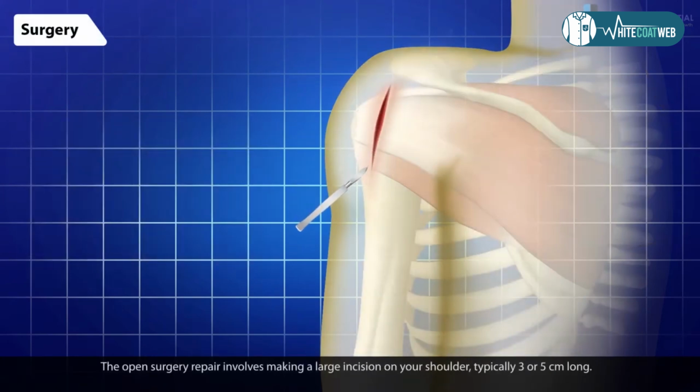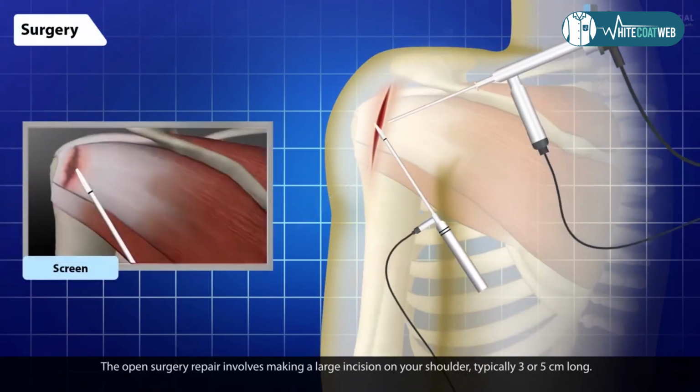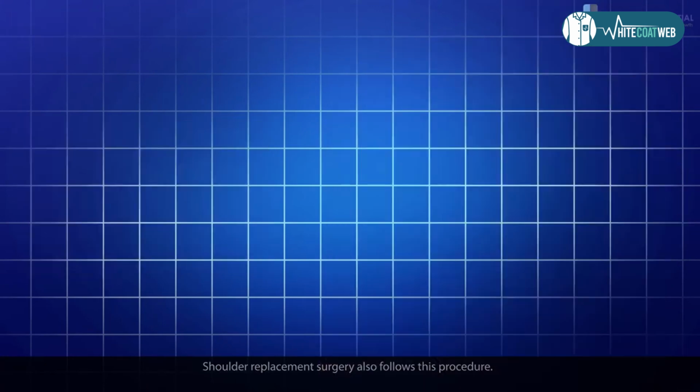The open surgery repair involves making a large incision on your shoulder, typically 3 or 5 centimeters long. The surgeon detaches the muscles so he can have direct access to the tendon. Shoulder replacement surgery also follows this procedure.